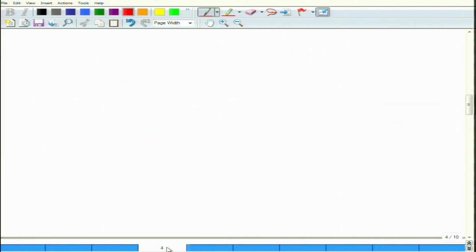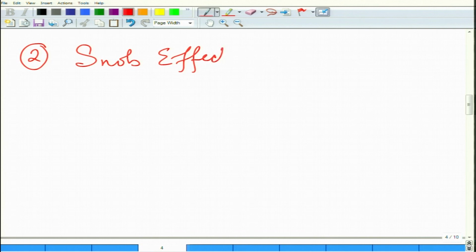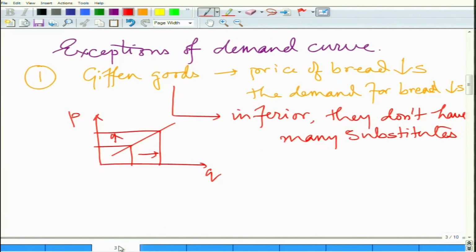The second can be known as the Snob effect. Before going to the Snob effect, if I go back to these Giffen goods, there can be another example in connection to this Indian healthcare scenario. Say in a remote village, they have a quack doctor who is inferior in nature in terms of his service delivery, in terms of his education and all.